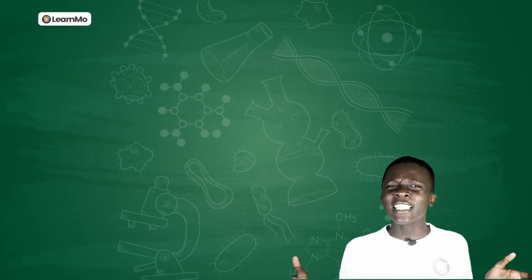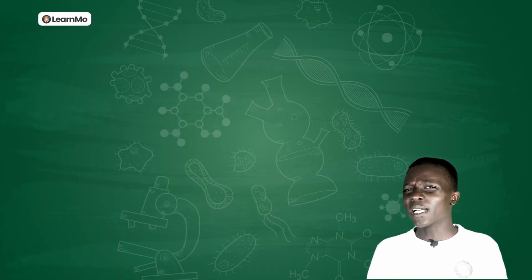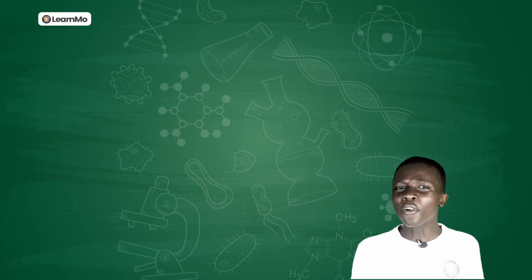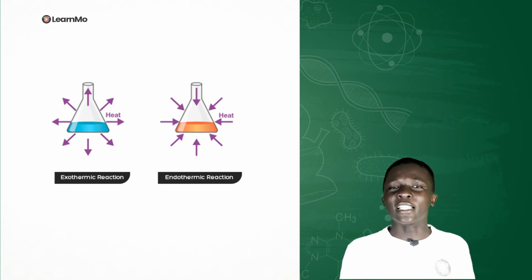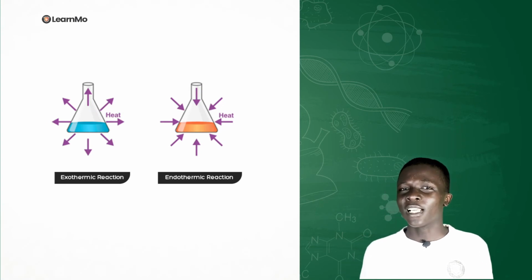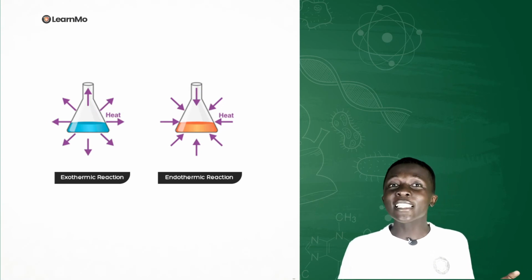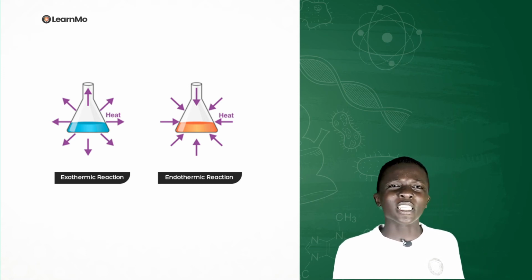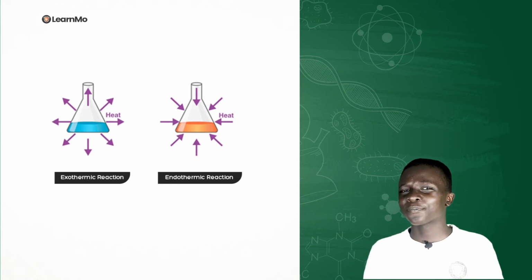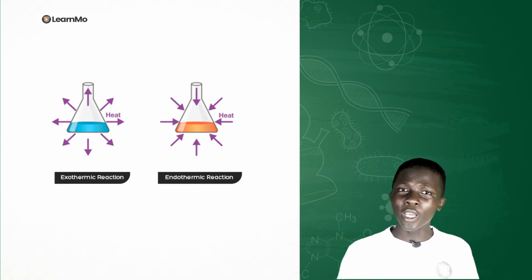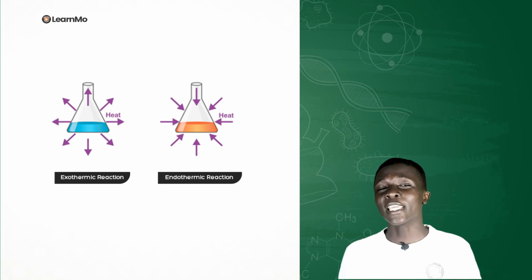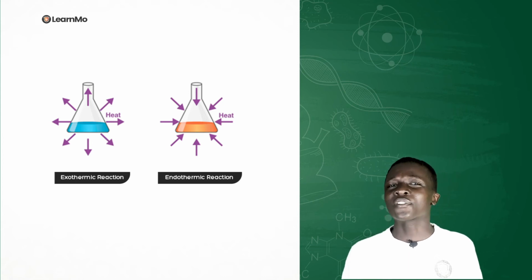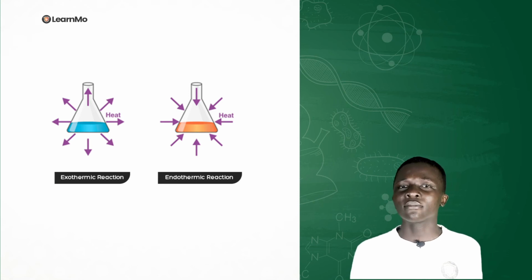There are 6 changes of state of matter. But before that, you have to understand the difference between endothermic and exothermic reactions. An endothermic reaction takes in heat energy, and examples include all changes of state from solid to gas. An exothermic reaction releases a lot of energy or heat. Examples include all changes of state from gas to solid.